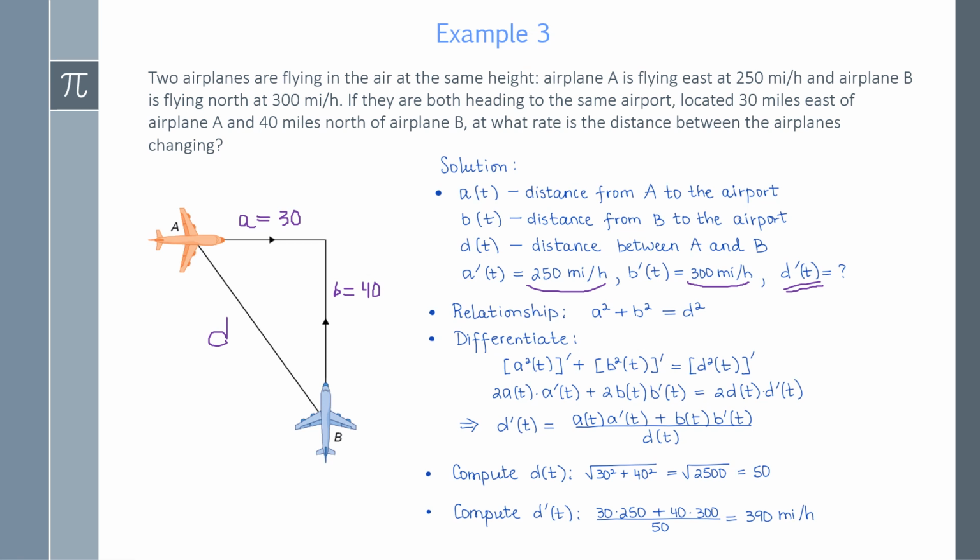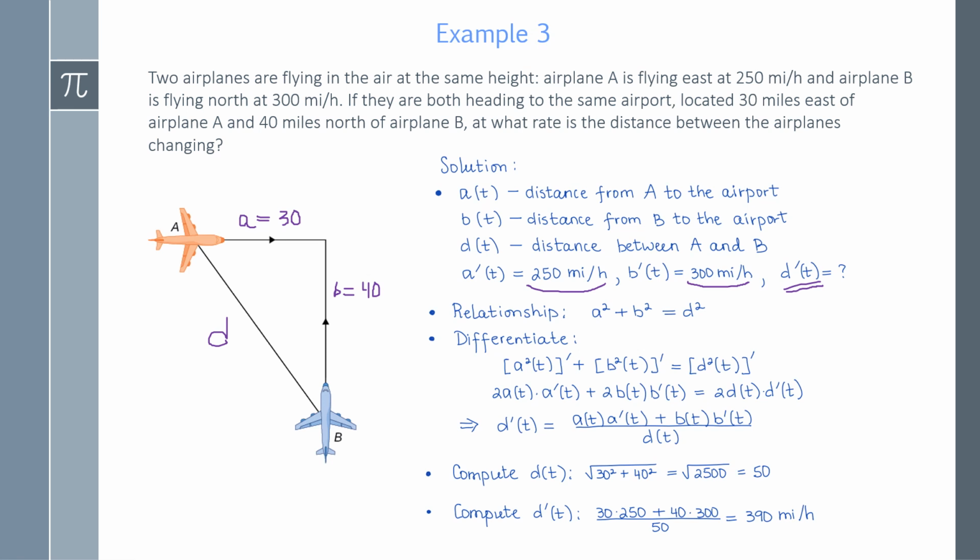Now, what about the relationship? It is the same formula as we've used in our previous problem. So we're applying the Pythagorean theorem here. So a squared plus b squared is equal to d squared, keeping in mind that all of these quantities are also functions of t.